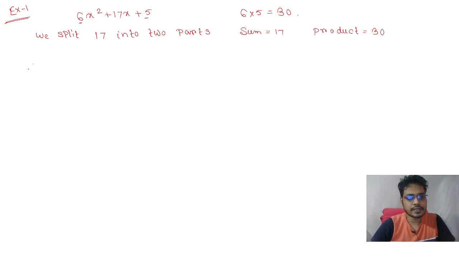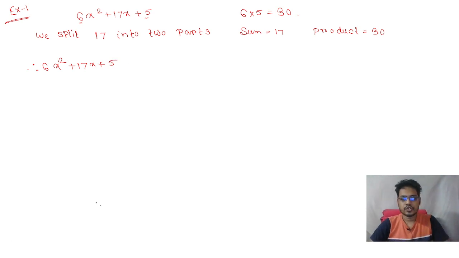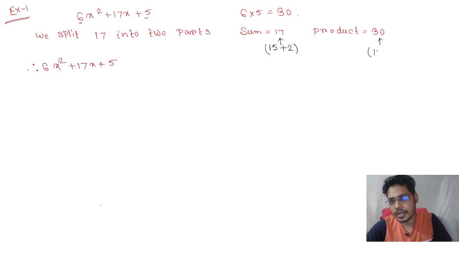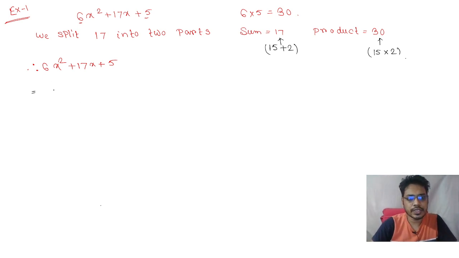That means we can write 6x square plus 17x plus 5 as follows. The product is 30 and the sum is 17, so the two parts are 15 and 2. 15 plus 2 makes 17 and 15 multiplied by 2 makes 30. So here instead of 17 we can write 15 plus 2, so 17x means 15x plus 2x plus 5.